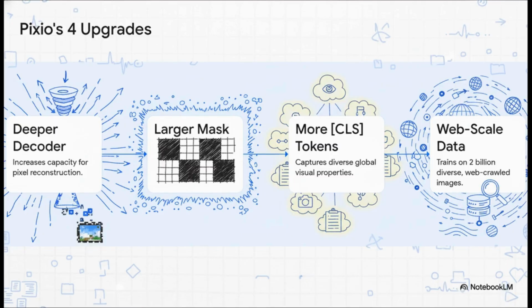Third, they added more class tokens, which are like little summaries that help the model get the big picture, the overall vibe of the scene, not just the tiny details. And finally, they just scaled the whole thing up, big time. And with those 4 changes, they transformed the standard classic MAE into a brand new, seriously formidable model they called Pixio. It's the same core idea, just bigger, stronger, and trained on a much, much harder test.